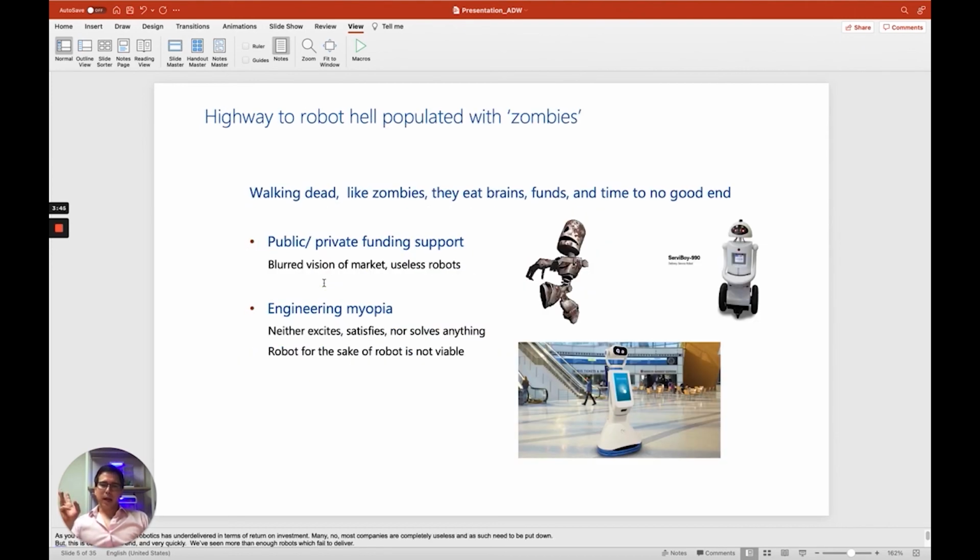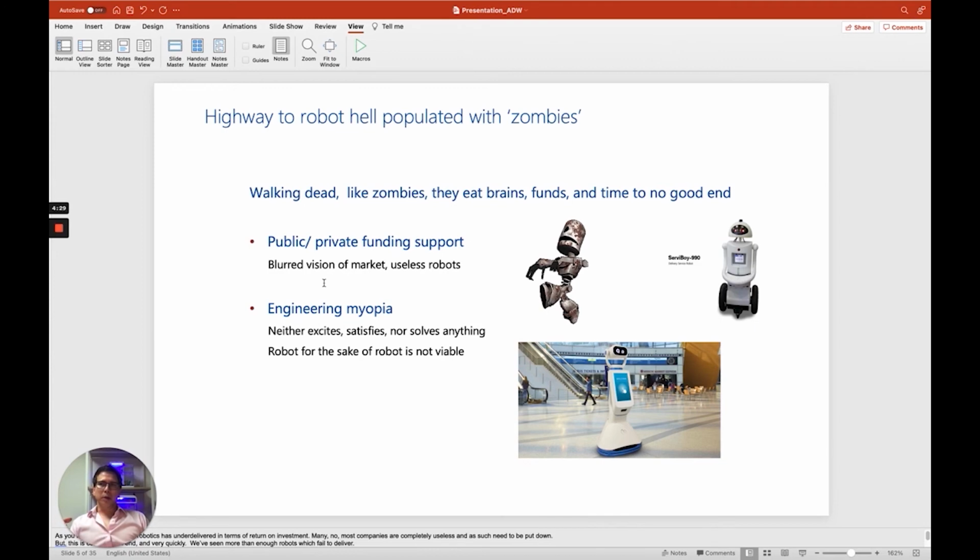So I like to say the highway to robot hell is populated with zombies. Much like The Walking Dead, or like zombies, they eat brains and funding in time to no good end. They use public and private funding support with a blurred vision of the market. These are useless robots. They suffer from engineering myopia. They neither excite, nor satisfy, nor solve anything. Basically, these are robots for the sake of robots. And this is no longer viable.